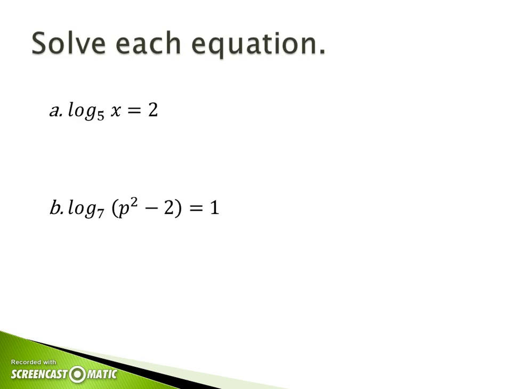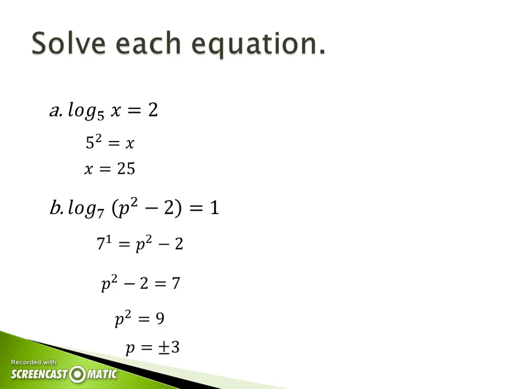The last set, we're going to solve the equation. We're going to write it as an exponential and solve for x. 5 to the 2nd power equals x. Well, 5 squared is 25, so x equals 25. 7 to the 1 power equals p squared minus 2. 7 to the 1 power is just 7. We're going to add 2 to both sides to get 9. And then we're going to take the square root, so p equals positive and negative 3.